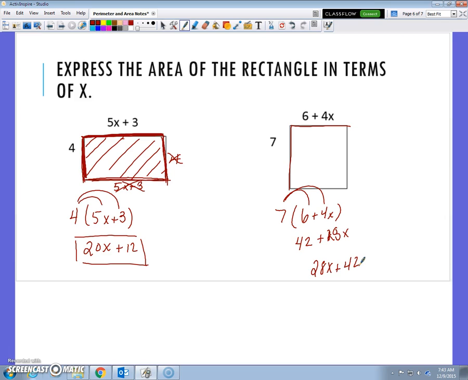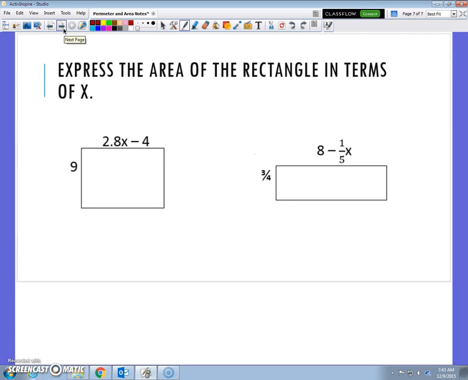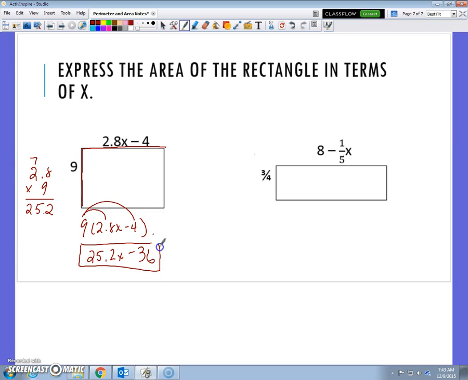Alright. Let's take a look at the next one here. And we got some decimals and some fractions. So let's go ahead and breeze through these. This is the area, so we're going to take 9 times 2.8x minus 4. So 9 times 2.8x is 25.2x. And 9 times negative 4, positive times a negative is a negative 36. So I'm going to write minus 36. Not so bad. There's a little multiplication here.